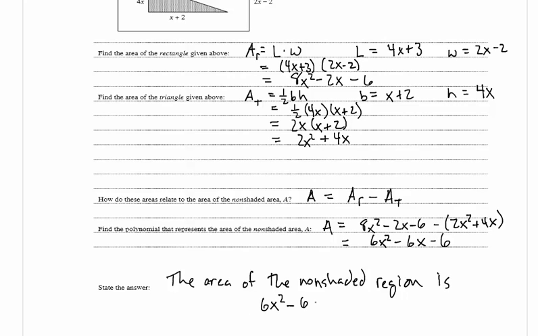And now it wants us to state the answer. So the area of the non-shaded region is 6x squared minus 6x minus 6 units squared. And that's our video on applications of polynomials part 2.